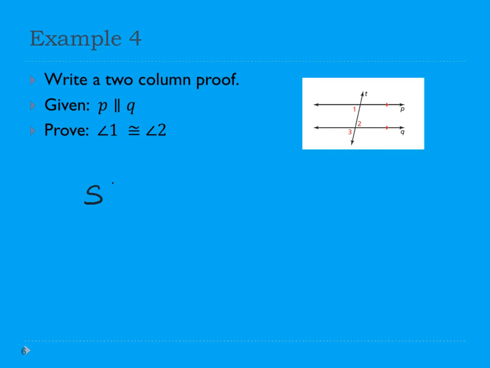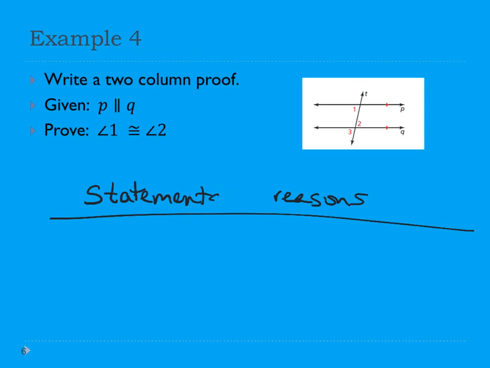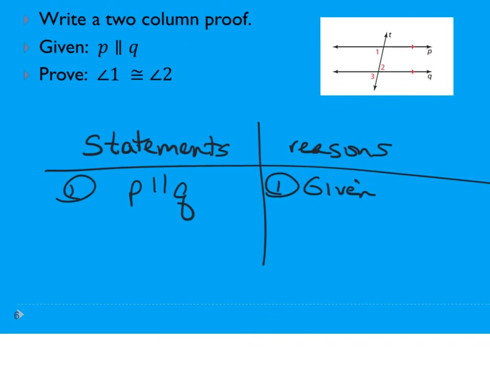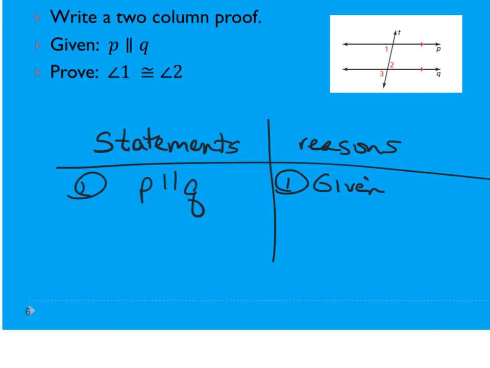So statements and reasons. First one will be P is parallel to Q. That's what those 2 little lines represent. Now my next statement could be that 1 is congruent to 3. And that reason would be the corresponding angles postulate.